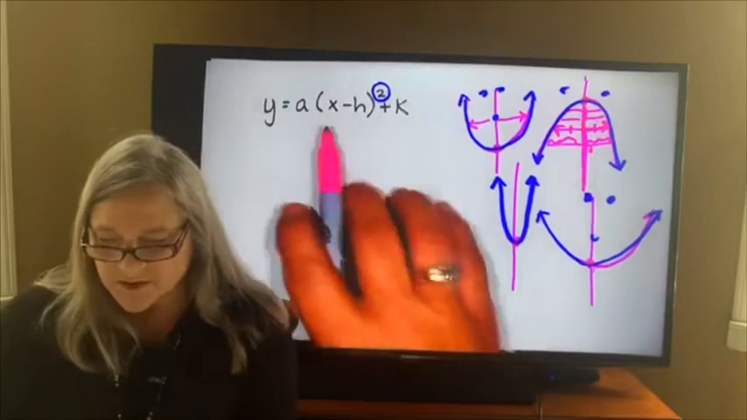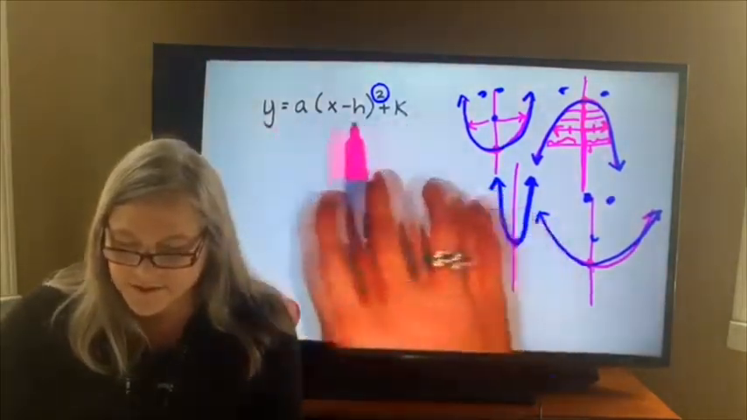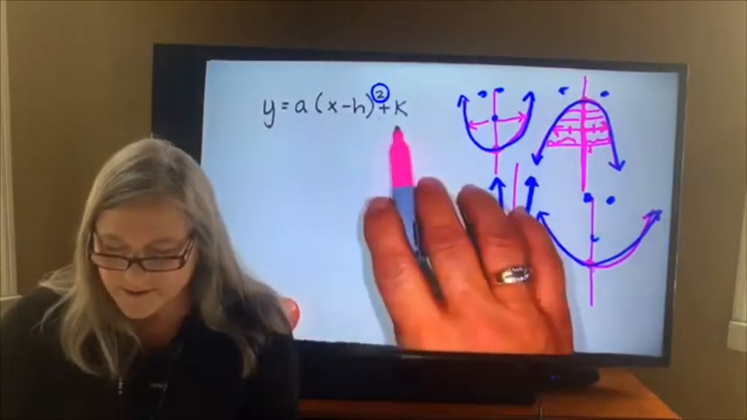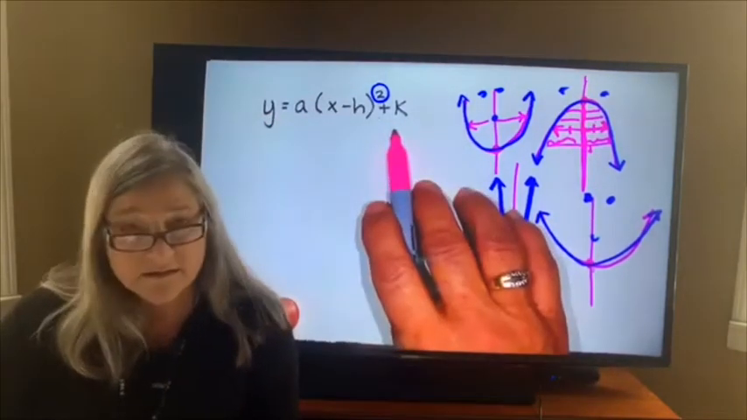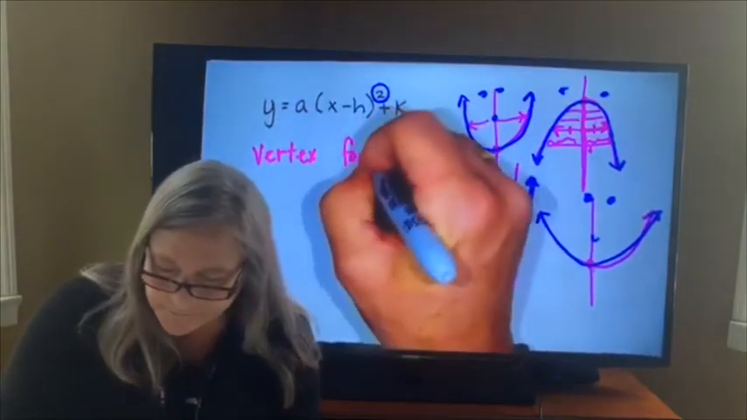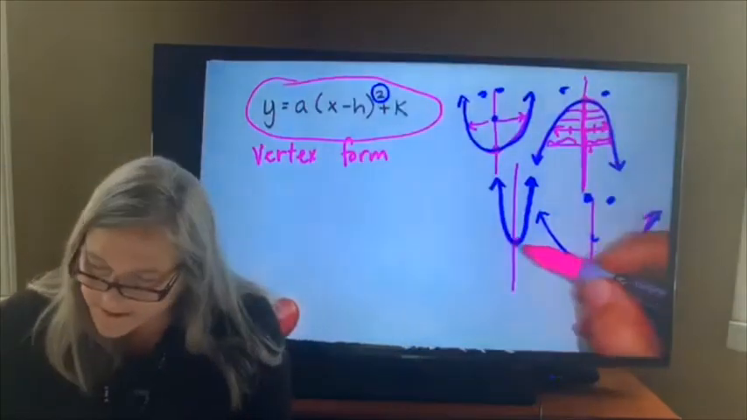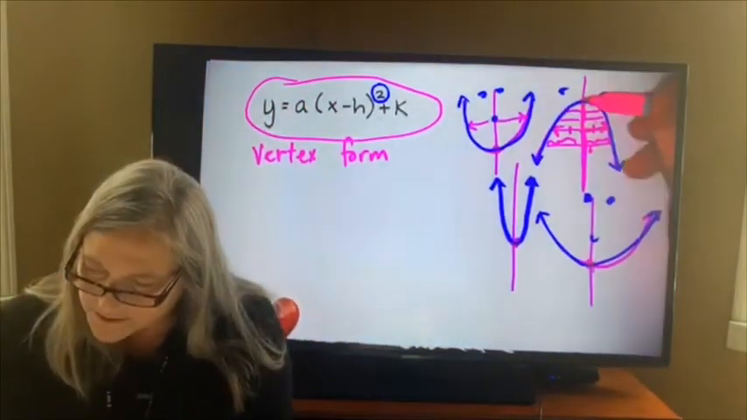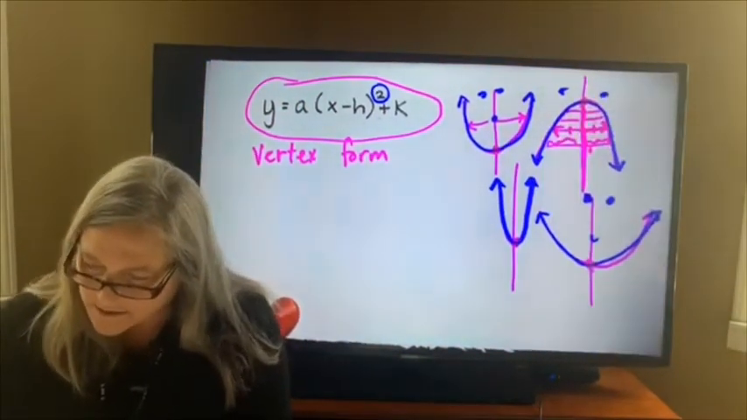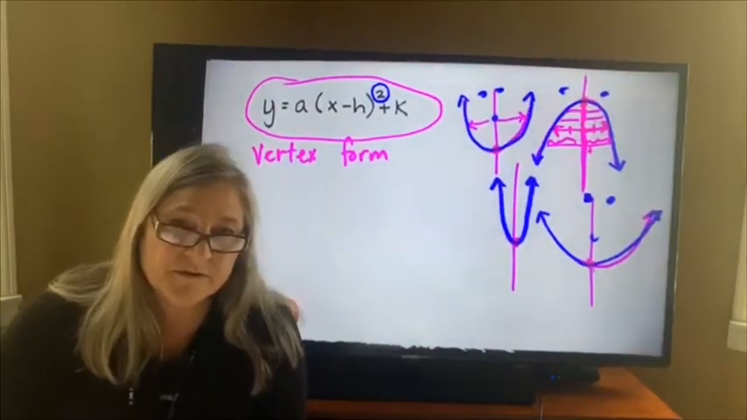So now let's talk first about what is the vertex. So if you see an equation of a parabola, a quadratic equation that looks like this, and it's in this form, this is called the vertex form. And what that means is if we have this equation, we can figure out what this pivotal turning point is. So what is that point where that curve is going to change direction? That's really what the vertex is.